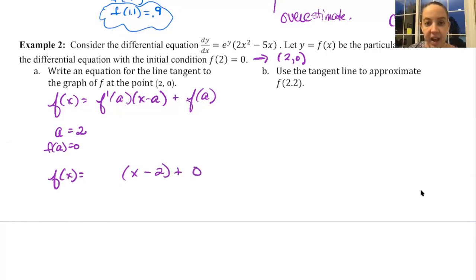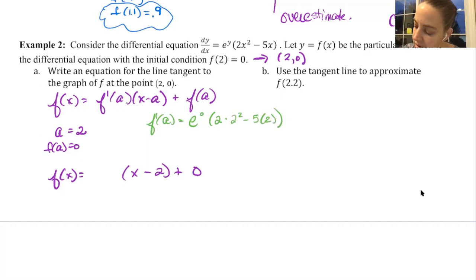Now, f prime of a is the slope. They gave us the derivative, so that's really handy. Let's switch colors here. So f prime of a, let's do this over here, is the derivative. Now, this notation doesn't work out perfectly because this is not necessarily a function the way that it's written. But let's keep going. So this is e to the y, and the y value is 0, so e to the 0, times 2 times 2 squared minus 5 times 2.